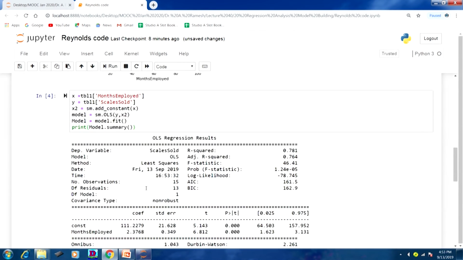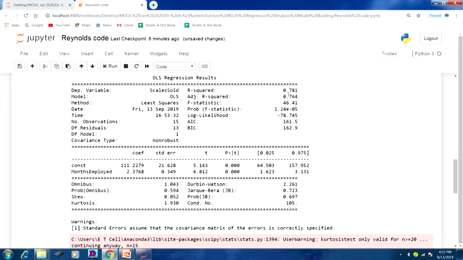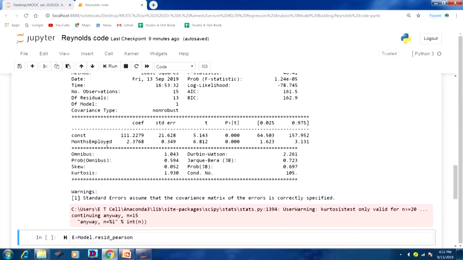It shows that first, look at the R square, it is 0.781. The F p value is 1.2 times 10 to the power minus 5, that is very low, so the overall model is significant. Now look at the independent variable, months employed, whose corresponding p value is 0.00. So the months employed independent variable also is significant. Now we can construct a regression equation, that is y equal to 111.227 plus 2.37 months employed.